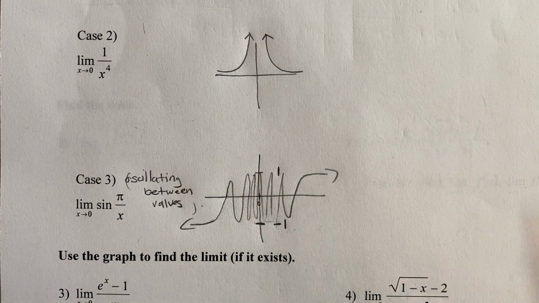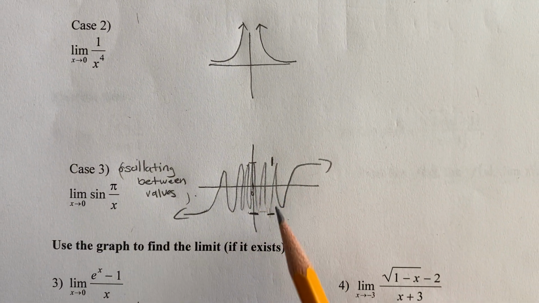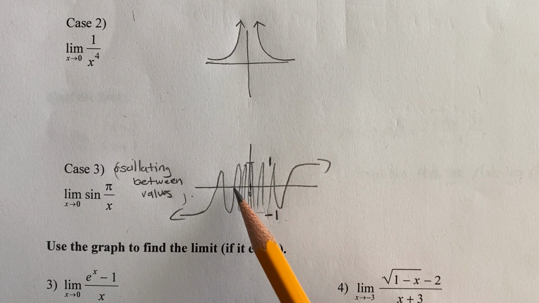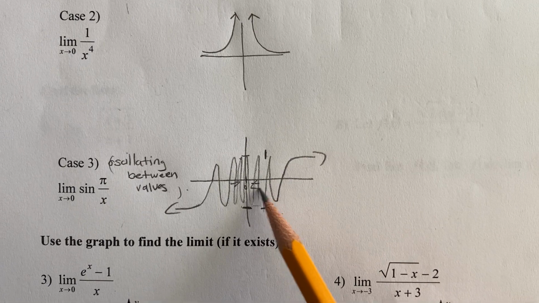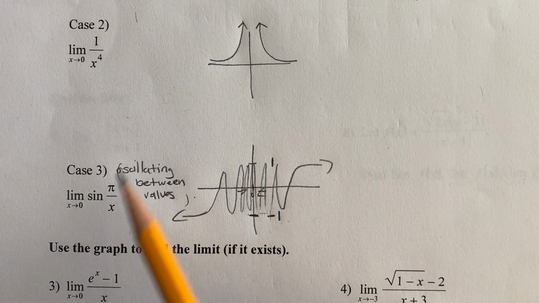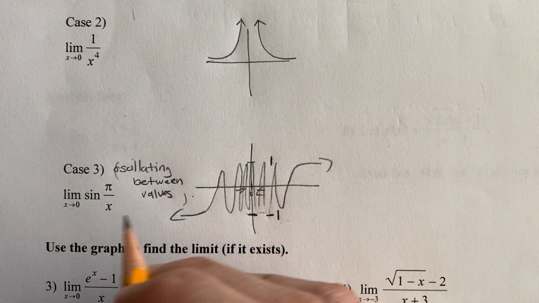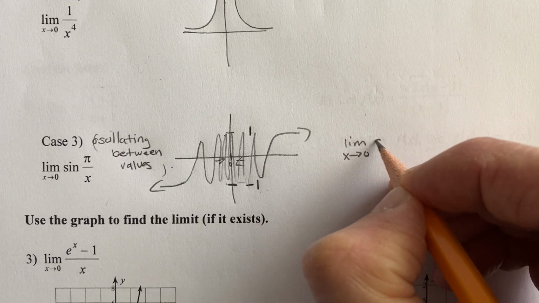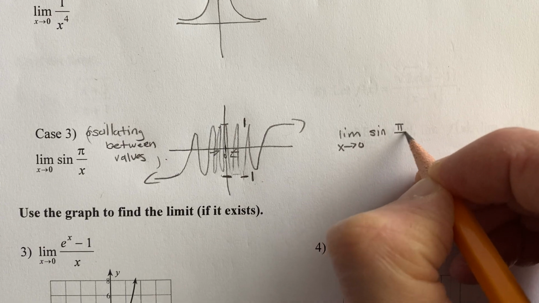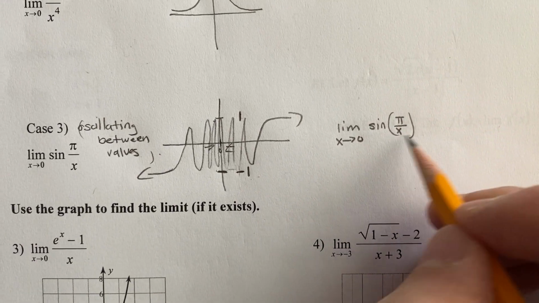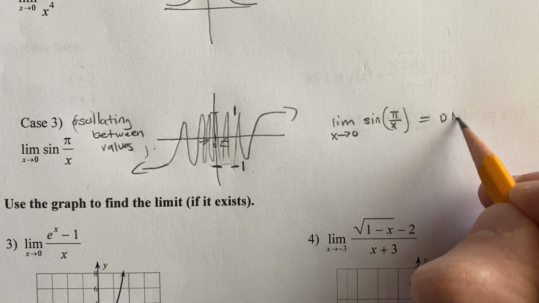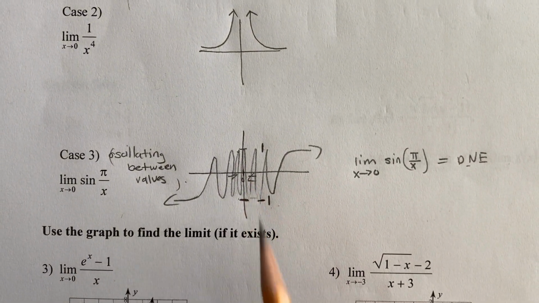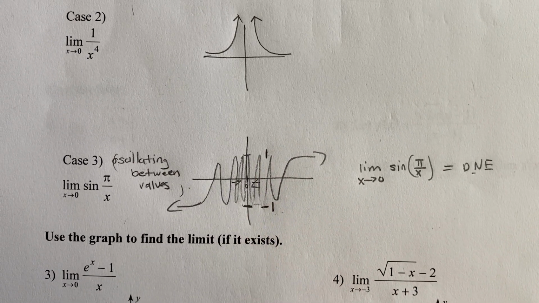So an oscillating function between, it doesn't have to be 1 and negative 1. It could be anything. And the only way to know that is if you look at the graph. The y value is just bouncing up and down between 1 and negative 1 as x approaches 0 from the left and from the right, okay? So for this type of function, the limit does not exist. So if I ask you what is the limit as x approaches 0 of sine of pi over x, you look at the graph, pi over x is in the argument, you just say does not exist, DNE. Why? Because the y value is oscillating between 2 values.